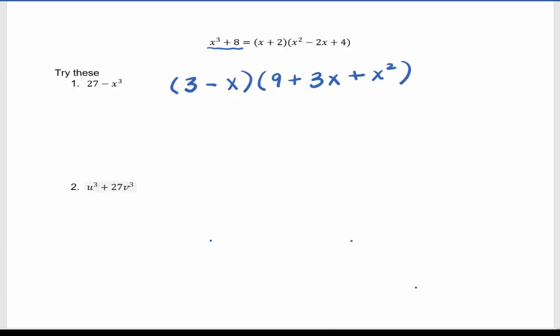Okay, 2 cubes right here. Cube root of u cubed is u. Keep your sign. Cube root of 27v cubed is 3v. Now, SOFAs. Square the front. Opposite sign. Front times back. Always add. Square the back.